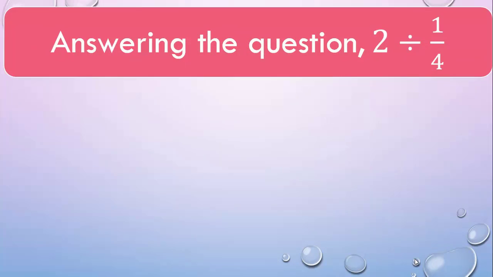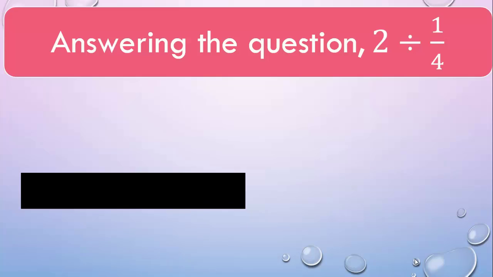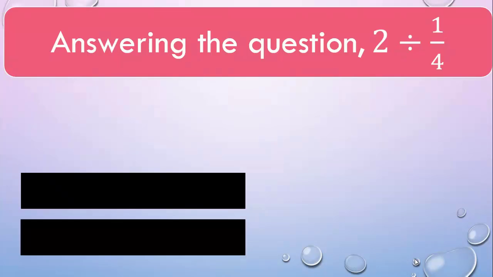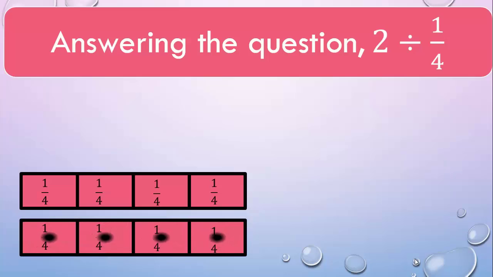Answering the question 2 divided by 1/4. Representing 2 wholes for the number 2 and dividing both wholes into 4 equal parts. Note that each part represents 1/4, since four 1/4s add up to 1 whole. Now let us count the number of 1/4s that are found in our diagrams.